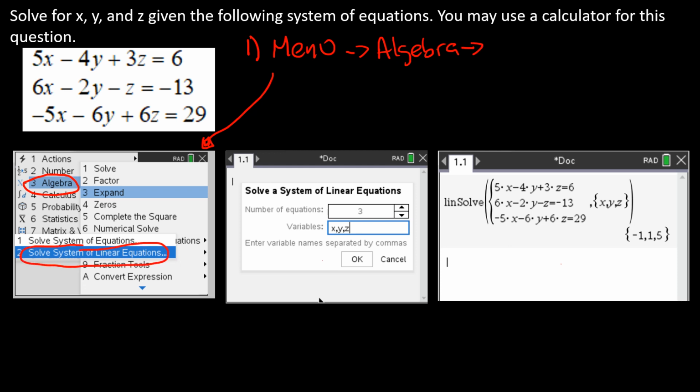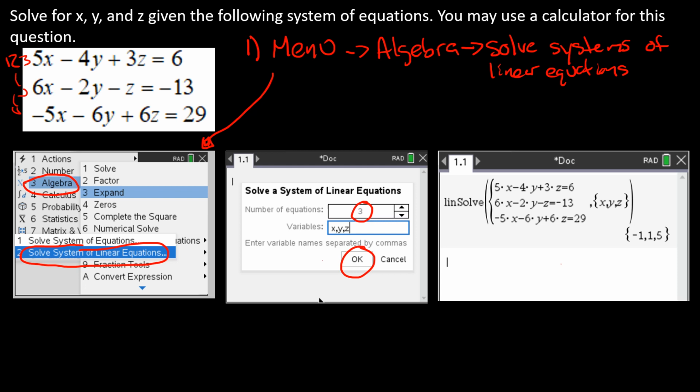So you're going to have solve systems of linear equations. Okay. From here, it's going to ask, well, how many equations are we going to have? Well, we have 1, 2, 3 equations, right? We see this here. 1, 2, 3. So we want to make sure that we have 3 equations in x, y, and z. You're going to push OK.